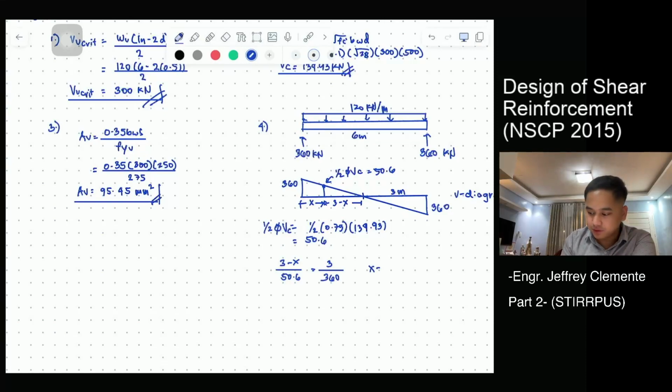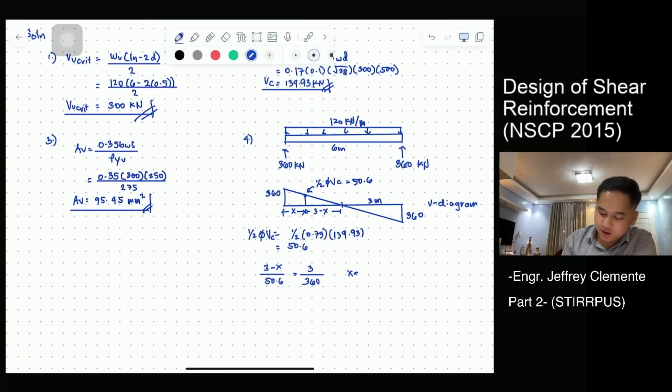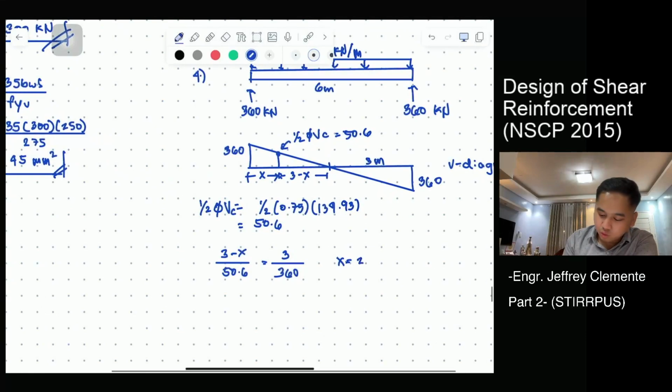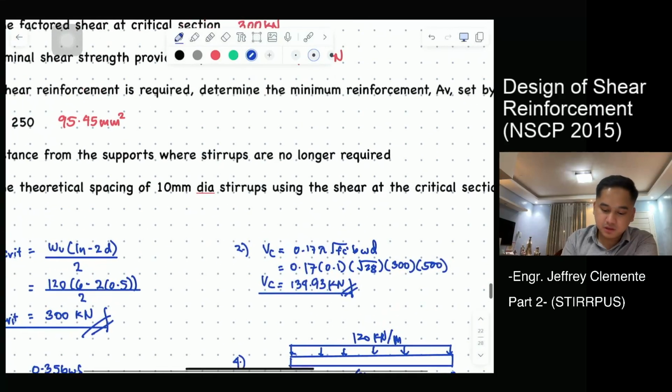Therefore, x is, then this will become 2.58 meter. So that is the distance from the face of support. Okay? So that's the answer. 2.58. This is 2.58 meter.